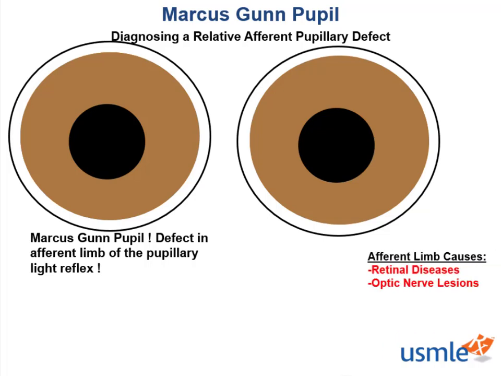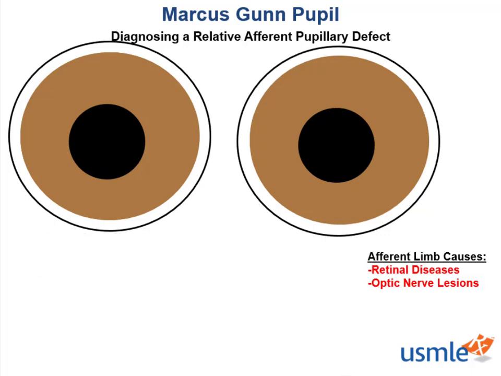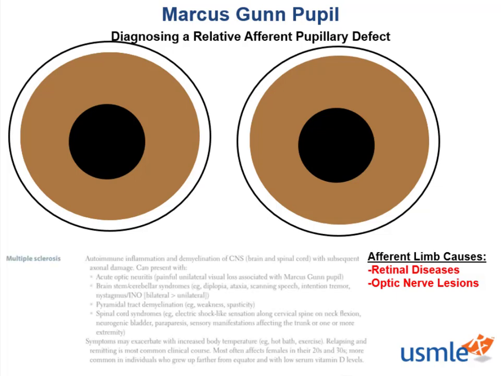The retina and optic nerve, cranial nerve 2, are the most commonly injured structures that result in an RAPD. These are the two key afferent limb structures, the light-sensing structures, of the pupillary light reflexes. Overall, the highest yield cause of an RAPD is optic neuritis in the setting of multiple sclerosis.